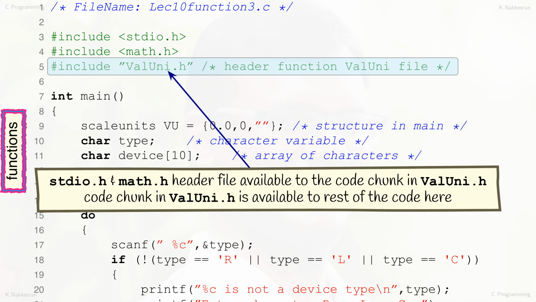Thus the stdio.h and math.h header files included in lines 3 and 4 are available to the code chunk written in the ValueUni.h file. Similarly, the code chunk written in the ValueUni.h file is available to the rest of the statements written in this lec10 function 3.c program.